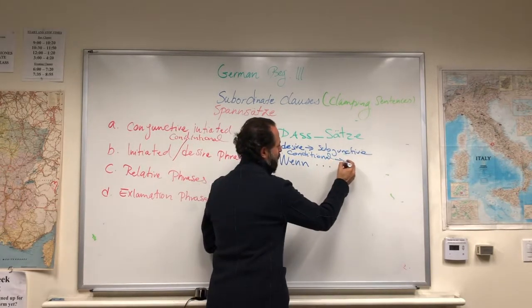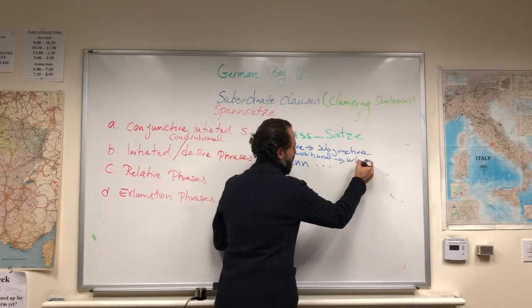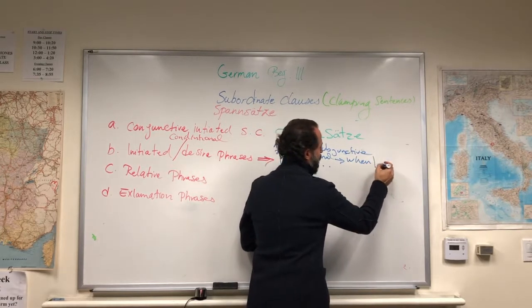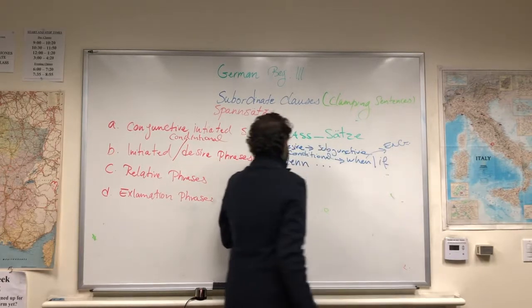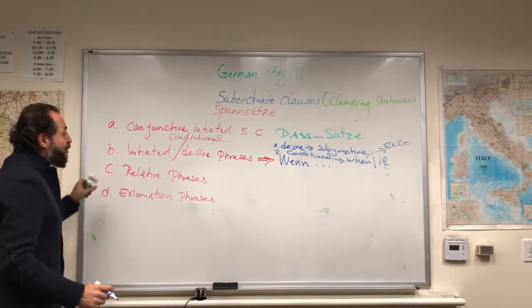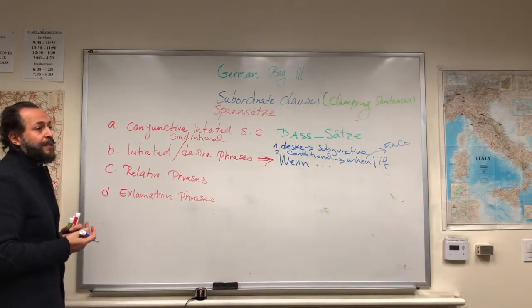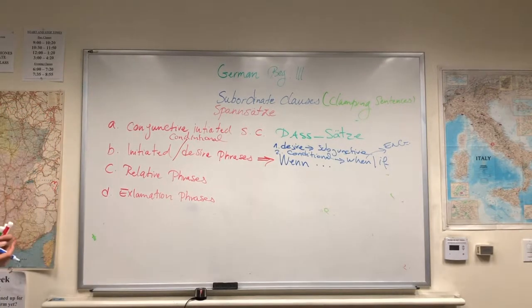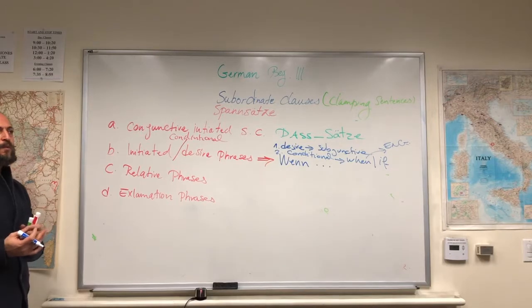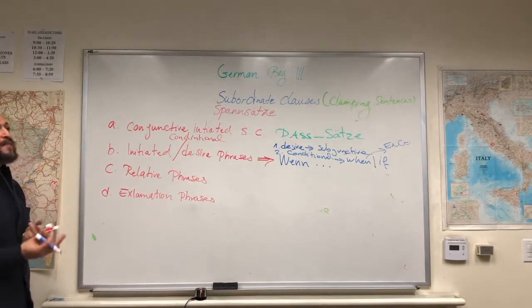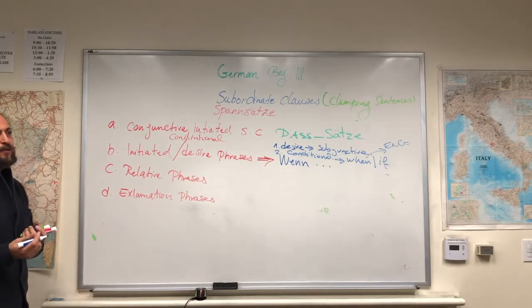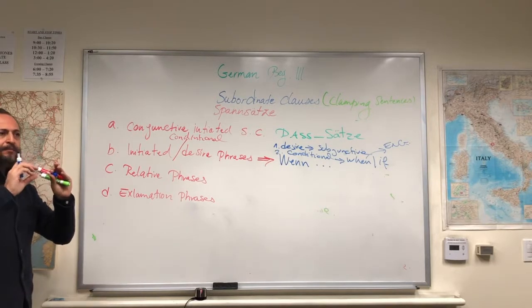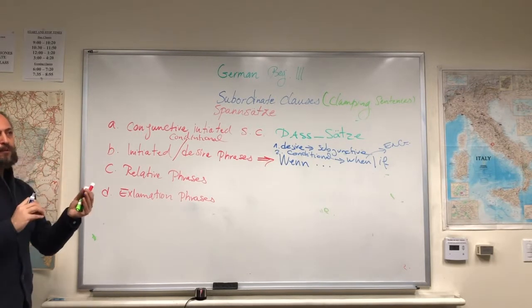Which could also be pronounced in English by when or if. So this is the second situation. The third situation, and maybe the most popular situation, within which we use phrases with verbs at the end, are relative phrases. What are relative phrases? They are phrases that will always be connected by using a relative pronoun.